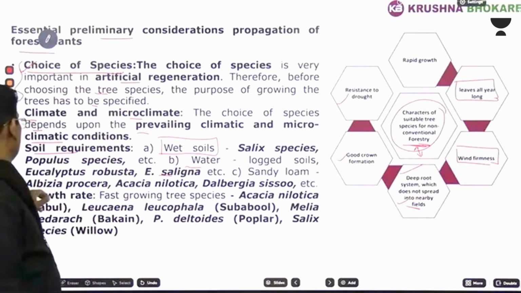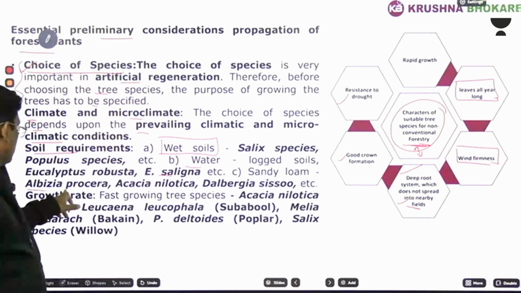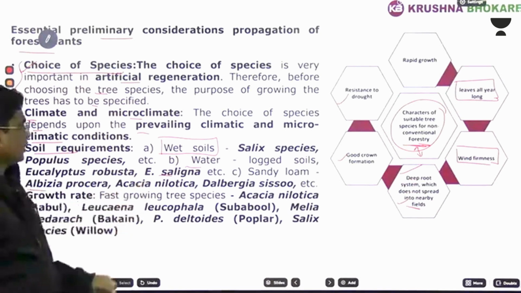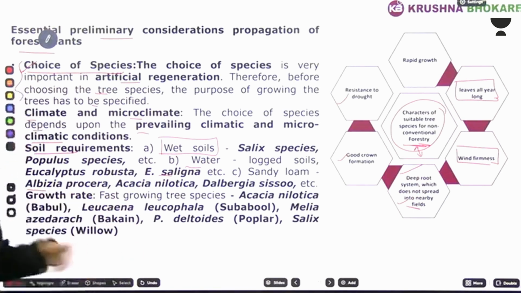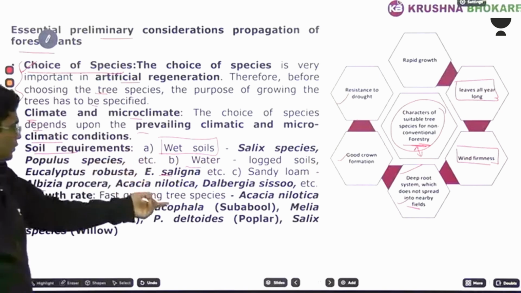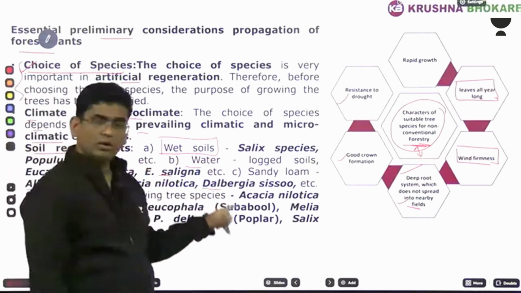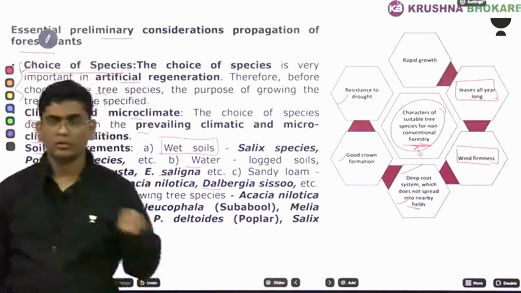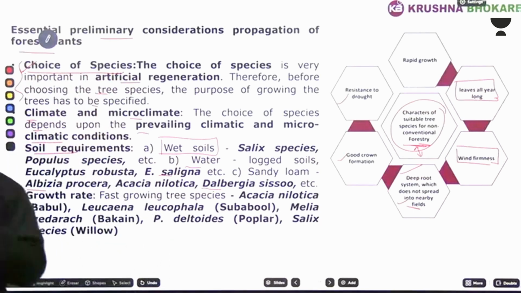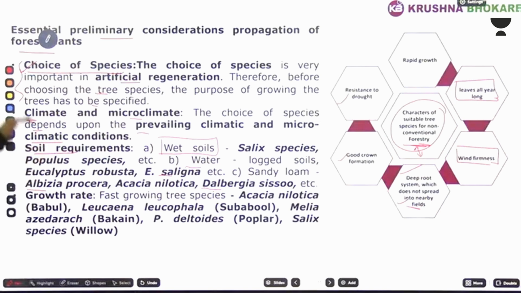Very good. Then sandy loam. Then Albizia procera and Acacia nilotica, Dalbergia sissoo. They are well adapted to sandy loam soils. Okay. So depending upon the soil, you can choose the plant. Let's say if your soil is waterlogged and you are growing Dalbergia sissoo, it will not work. The tree may not be long lasting there. So you have to adopt the tree species which are adapted to the soil condition, climatic condition and your purpose. What is the third consideration?